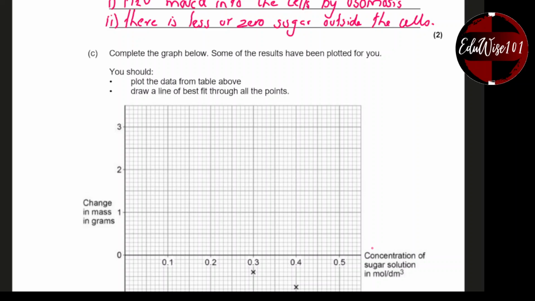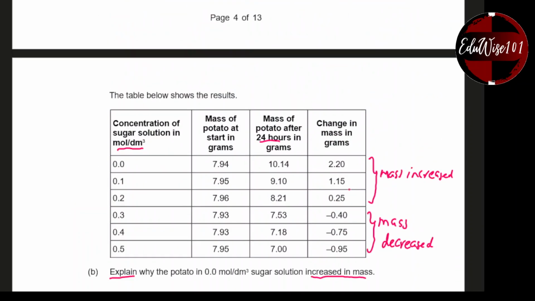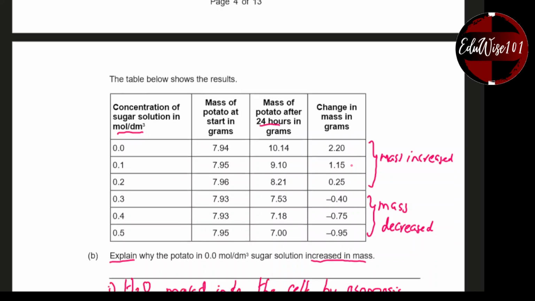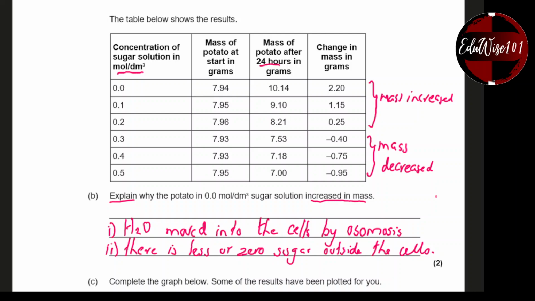Complete the graph below. Some of the results have been plotted for you. Plot the data from the table above. Draw a line of best fit through all the points. So they have done the points for 0.3, 0.4 and 0.5. So you need the points for 0.1 and 0.2. And we need to look for the change in mass there. So the change in mass for the first 3, 2.2, 1.15, and the third one was 0.25.